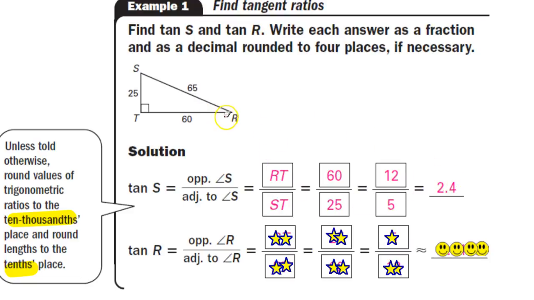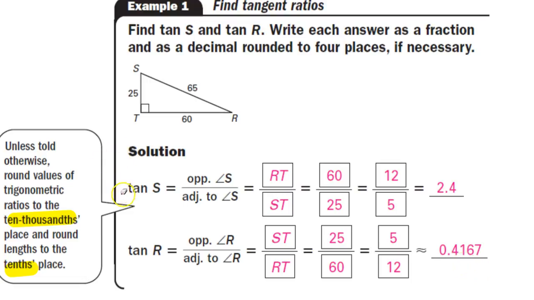What about the tangent ratio for angle R? Opposite over adjacent leg lengths. Here's angle R, here's ST, the opposite leg, and RT is the adjacent leg, because it shares the vertex with the angle we're referring to. So ST is 25, RT is 60. That reduces to 5 over 12, or if we divide top by bottom, we get approximately 0.4167. Tenths place, hundredths place, thousandths place, 10,000ths place.